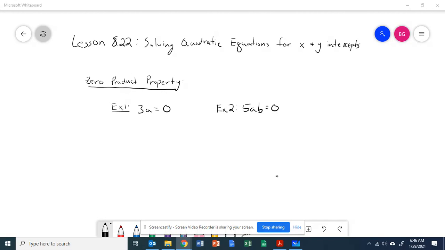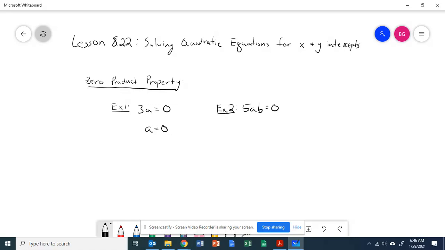Okay, so starting off, let's look at example 1 here that I have written down. We have 3a equals 0, okay? Think about what would a have to be in order for that to equal 0? Think 3 times what would be equal to 0. And you should be like, well, Mr. Carter, that's just a equals 0. Okay, then you're correct. It's just a equals 0. That's what a would have to be in that case.